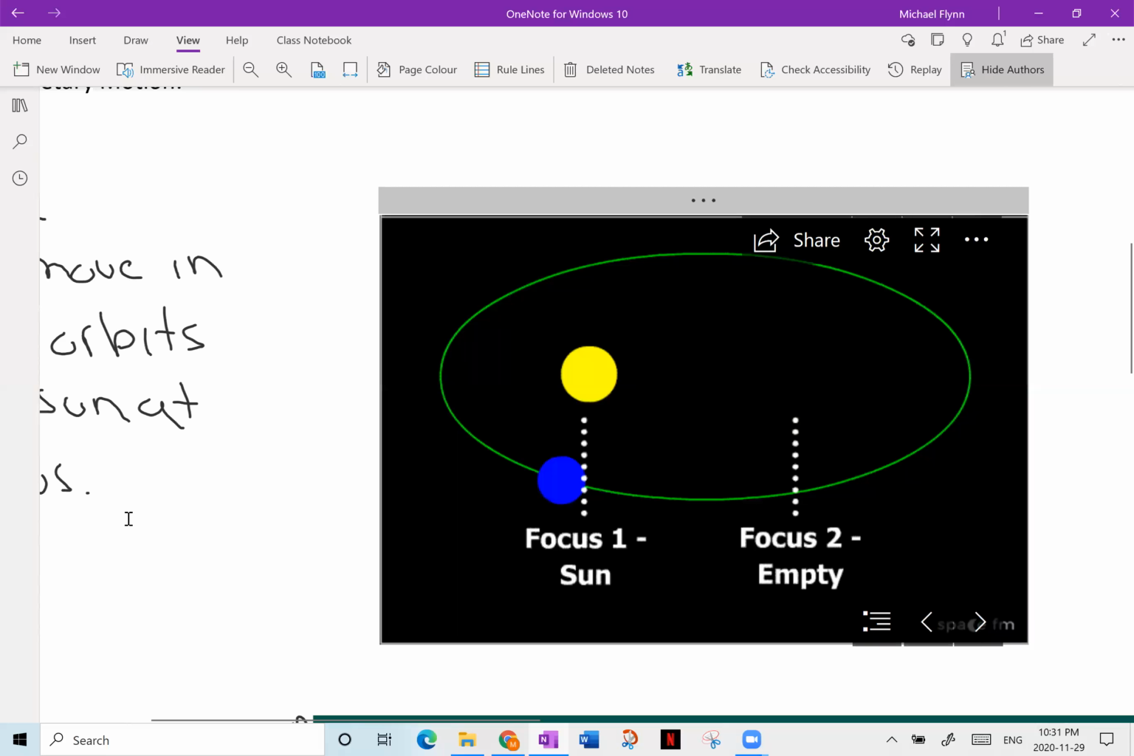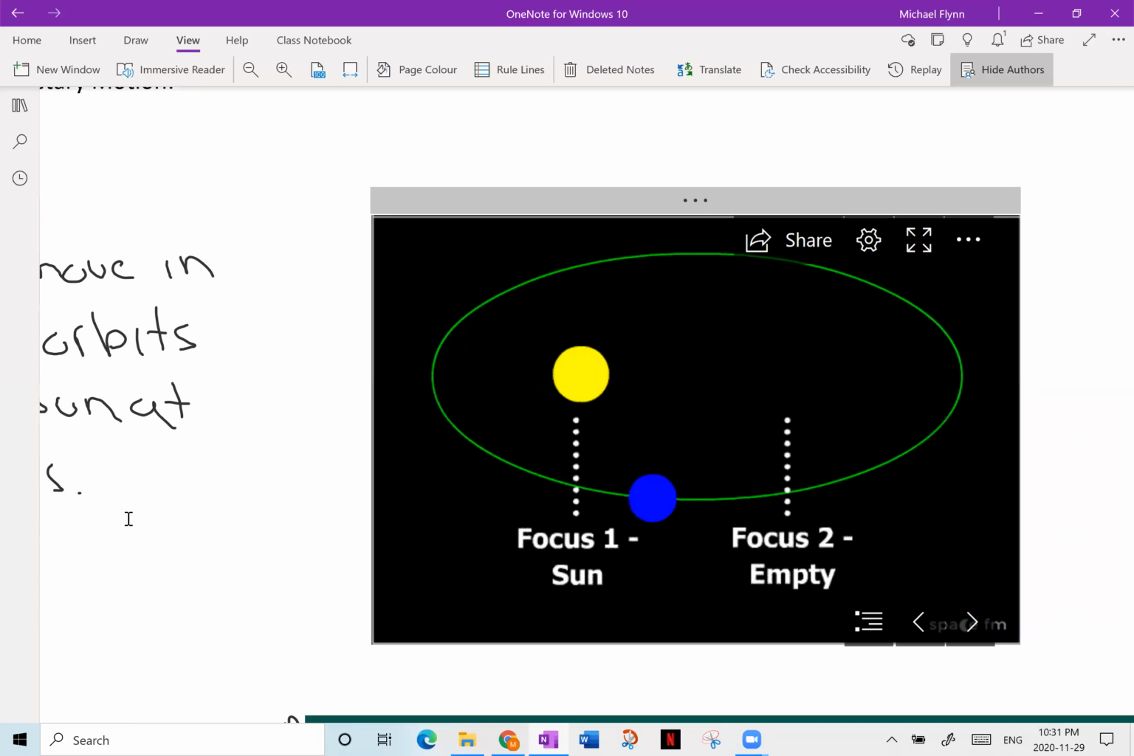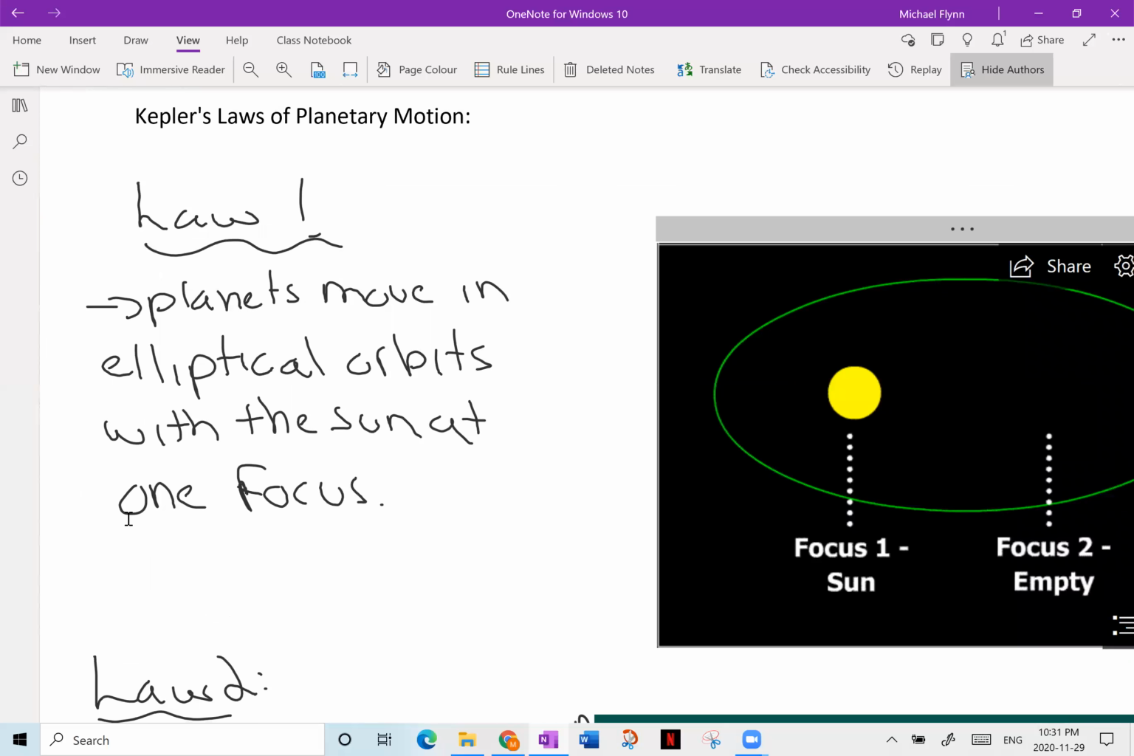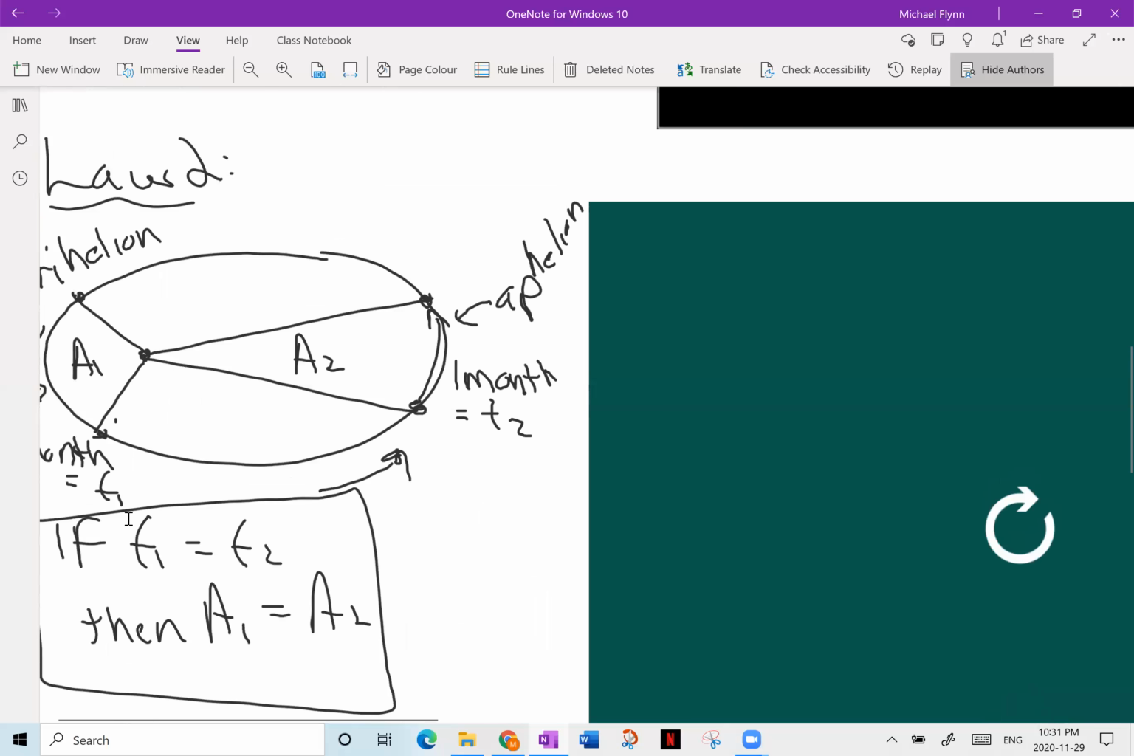But a circle is also an example of an ellipse, except the two focal points are at the same spot, okay? And that's what makes you a circle. You have a very low eccentricity with the two focal points at the same spot. So that's law number one. Planets move in elliptical orbits with the sun at one focus.